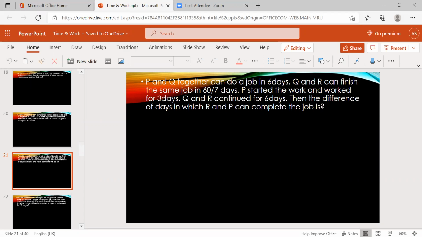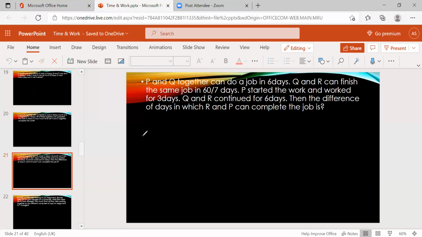Okay, P and Q together can do a job in 6 days. Q and R can finish the same job in 60 by 7 days. And P started the work and worked for 3 days. Q and R continue for 6 days. Then the difference of days in which R and P can complete the job. Interesting question. See, read the question one more time first of all.